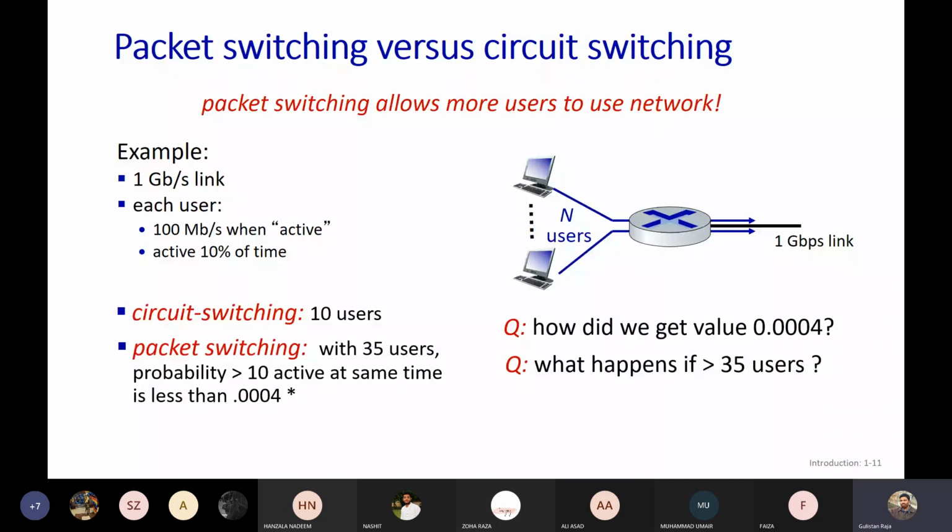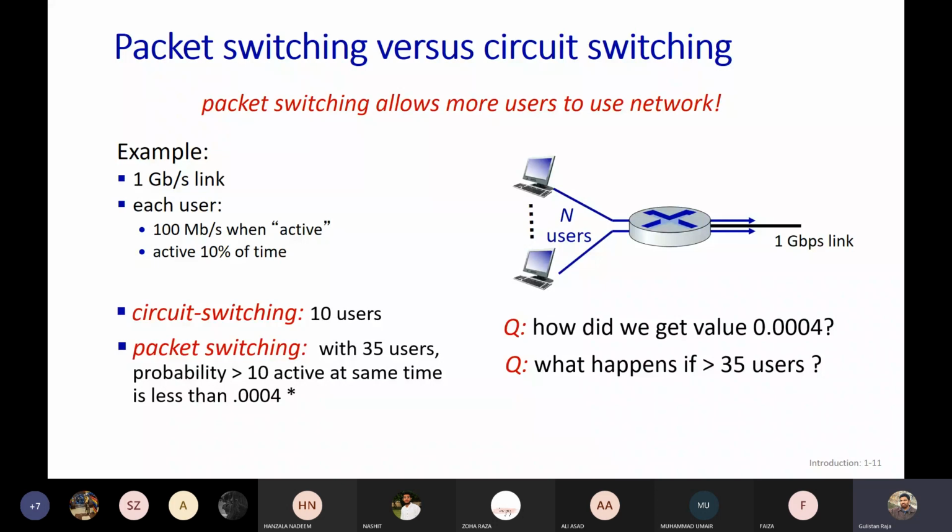Okay, so if you look at this, you can see here, each method has its own benefits, advantages and disadvantages. In circuit switching, the benefit is that you can reserve the resources and there will be no queuing, and there is guaranteed service, but the restriction is on the number of users. But in packet switching, naturally, more users can come into play, but the disadvantage is that there can be queuing.